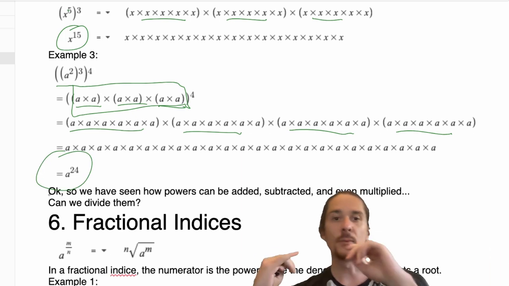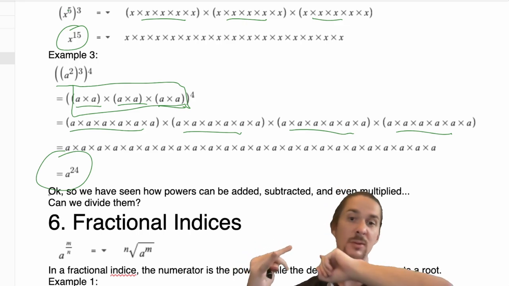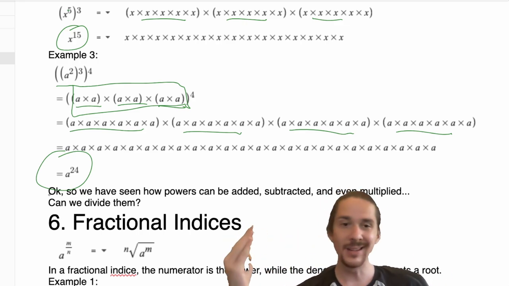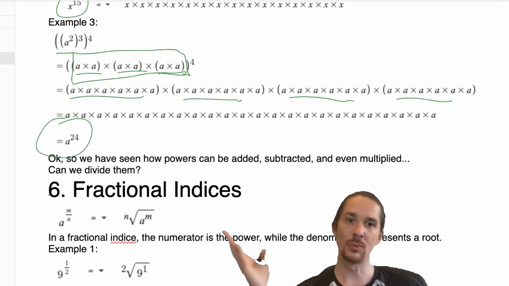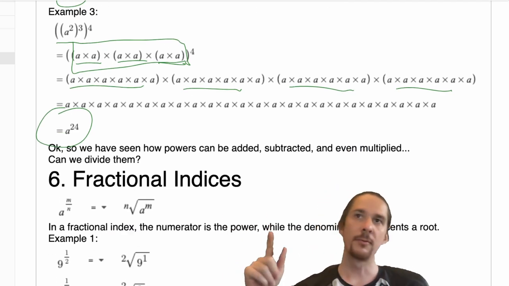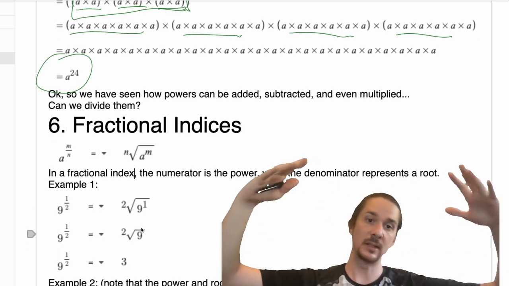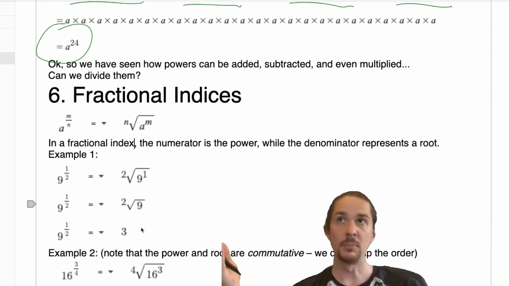All right, so we've seen how we can have powers that are added. We can have powers that are subtracted. We can even have powers that are multiplied. Can we divide them? Of course we can. We can have fractional indices. And here's the rule right here that governs it. If you have a fractional index, the numerator in the fraction is the power we are raising to, and the denominator represents a root. So let's look at an example real quick.